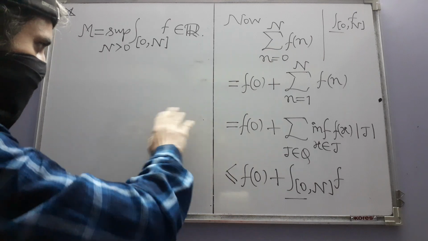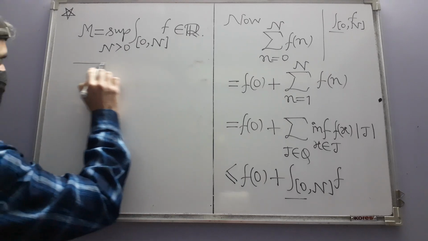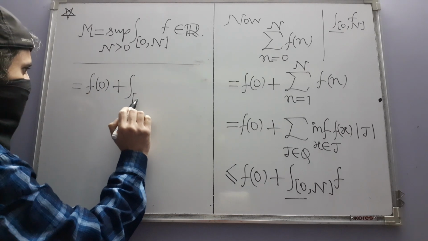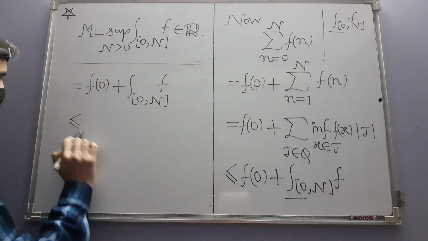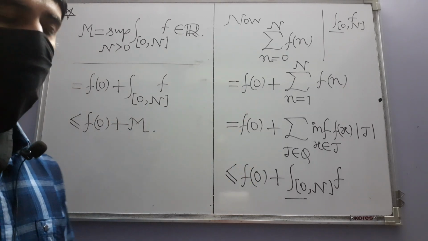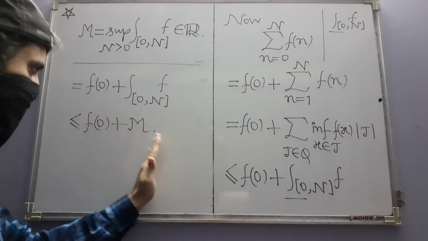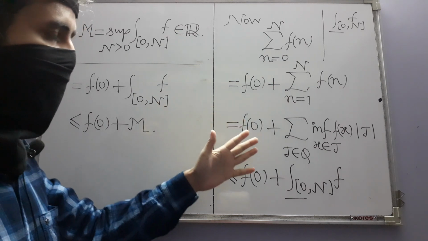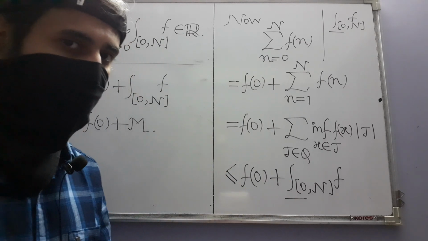So that is why if I naturally continue, first of all, this will be equal to f of 0 plus this. Now because M is the least upper bound of these things, this is less than or equal to f of 0 plus M. What have we proved? We have proved that all the partial sums of that series have this fixed number as an upper bound. And that is why the sequence of partial sums, which already is monotonically increasing, will be convergent, and that's why the series will be convergent.